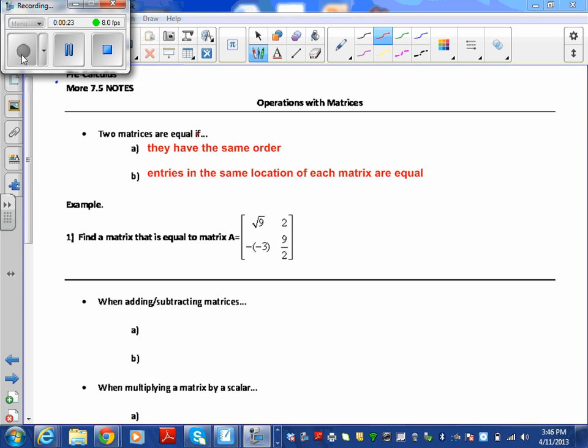So let's get into it here. You have the note sheet with you that matches this video, so you should be taking down all the notes as you go. So to start with, two matrices are equal if they have the same order. And by order, we mean how many rows and columns the matrix has. Most of the matrices we've been working with so far are 3 by 4. And you remember that the first number represents the number of rows, and the second value in that order represents the number of columns.